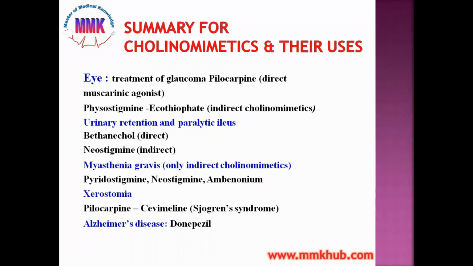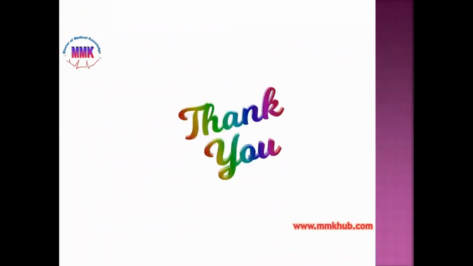And for xerostomia, we use pilocarpine and cevimeline, which can also be used in Sjogren's syndrome. For Alzheimer's disease, we use donepezil and sometimes others as well. So that's all about cholinomimetics.